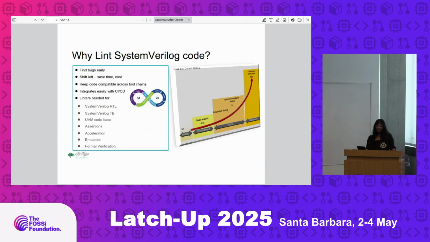So what is a lint tool for SystemVerilog code? Basically, this tool helps you find bugs early on. It also saves time and cost, and it keeps your code compatible across tool chains, and it integrates easily with CI and CD. And this linter is needed for SystemVerilog RTL and TB, as well as UVM codebase, and assertions, acceleration, emulation, and formal verification.